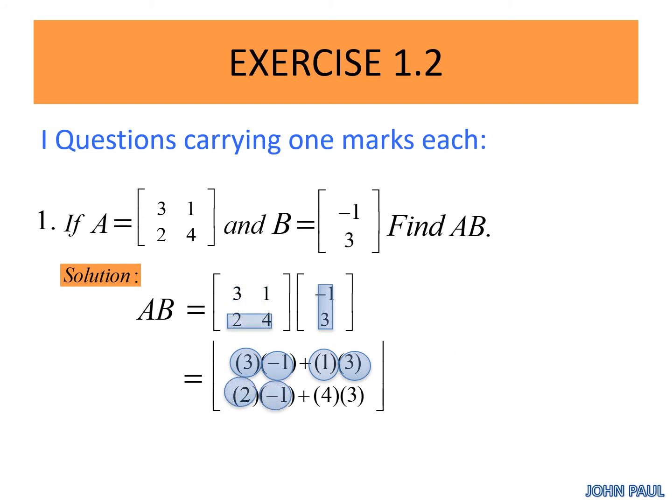Now we'll take the second row and multiply: 2 into minus 1 plus 4 into 3. By multiplication, and then if you group this, add this, we get 0 and 10.